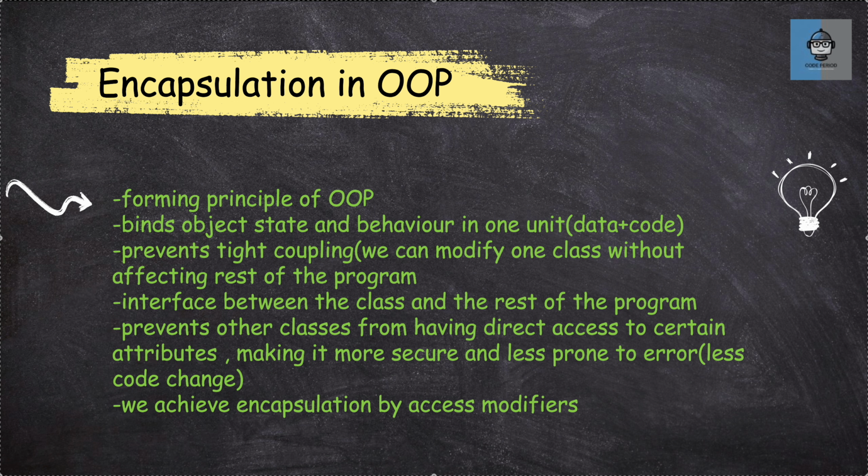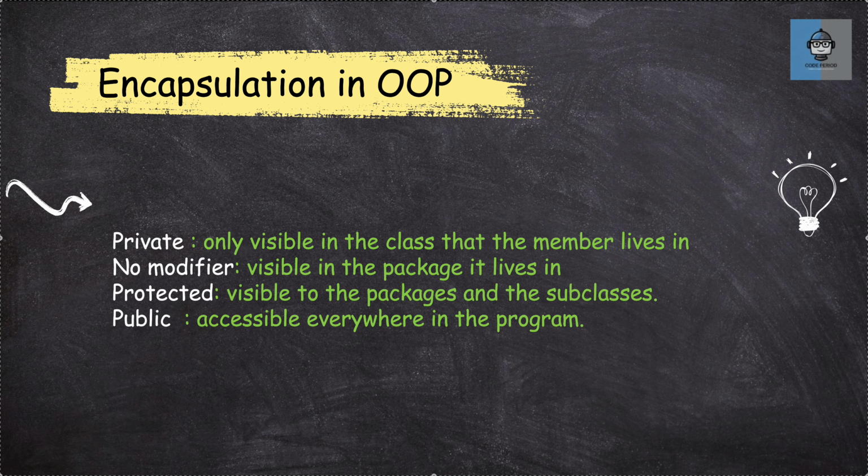And we achieve encapsulation by access modifiers. So we have three access modifiers, that is private, protected and public. Private is visible only in the class that the member lives in. Protected is visible to the package and the subclasses. Public is accessible everywhere in the program. And if we don't have any modifier, it means it is visible in the package it lives in.